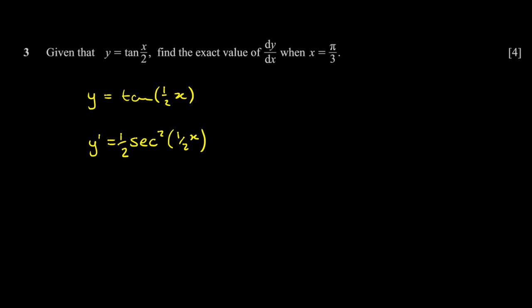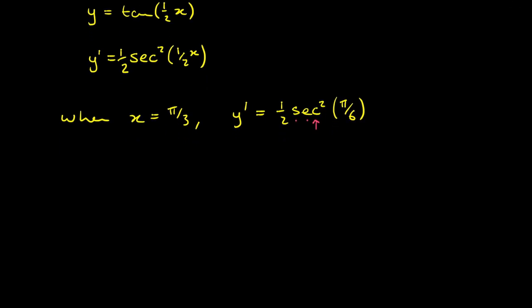Okay, then. So now what we're going to do is substitute x is equal to pi by 3. So when x is equal to pi by 3, then dy/dx is going to equal a half, beg your pardon, sec squared of a half of pi by 3, which is pi by 6. Now, what is sec equal to? Well, we always look at the third letter of cosec, sec, and cot. So 1, 2, 3, the third letter is C. So sec is 1 divided by cos. So this thing here is actually the same as 1 upon 2 times 1 upon cos squared of pi by 6.